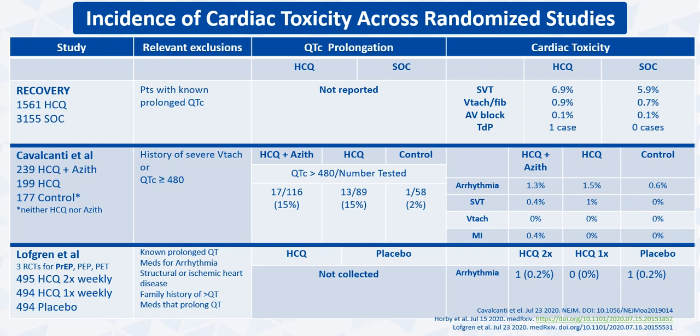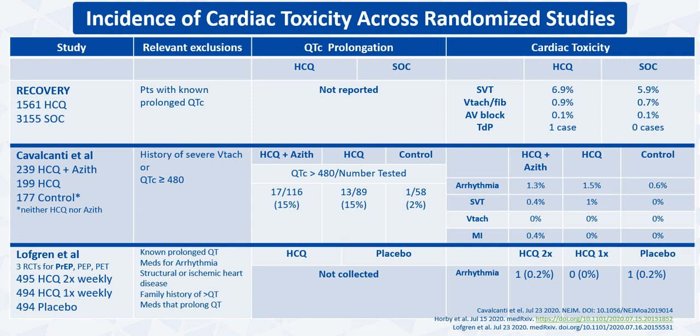So again, we have the combination of hydroxychloroquine and azithromycin, hydroxychloroquine alone, and control. For prolonged QT interval, you can see that both of the hydroxychloroquine treatment arms had a rate of prolonged QT more than 480 milliseconds of 15% versus only 2% in the control. Now, I also want to point out that the number of people who actually had electrocardiograms, or EKGs, done was much lower in the control arm compared to each of the hydroxychloroquine arms. So there might be a reporting bias there too.